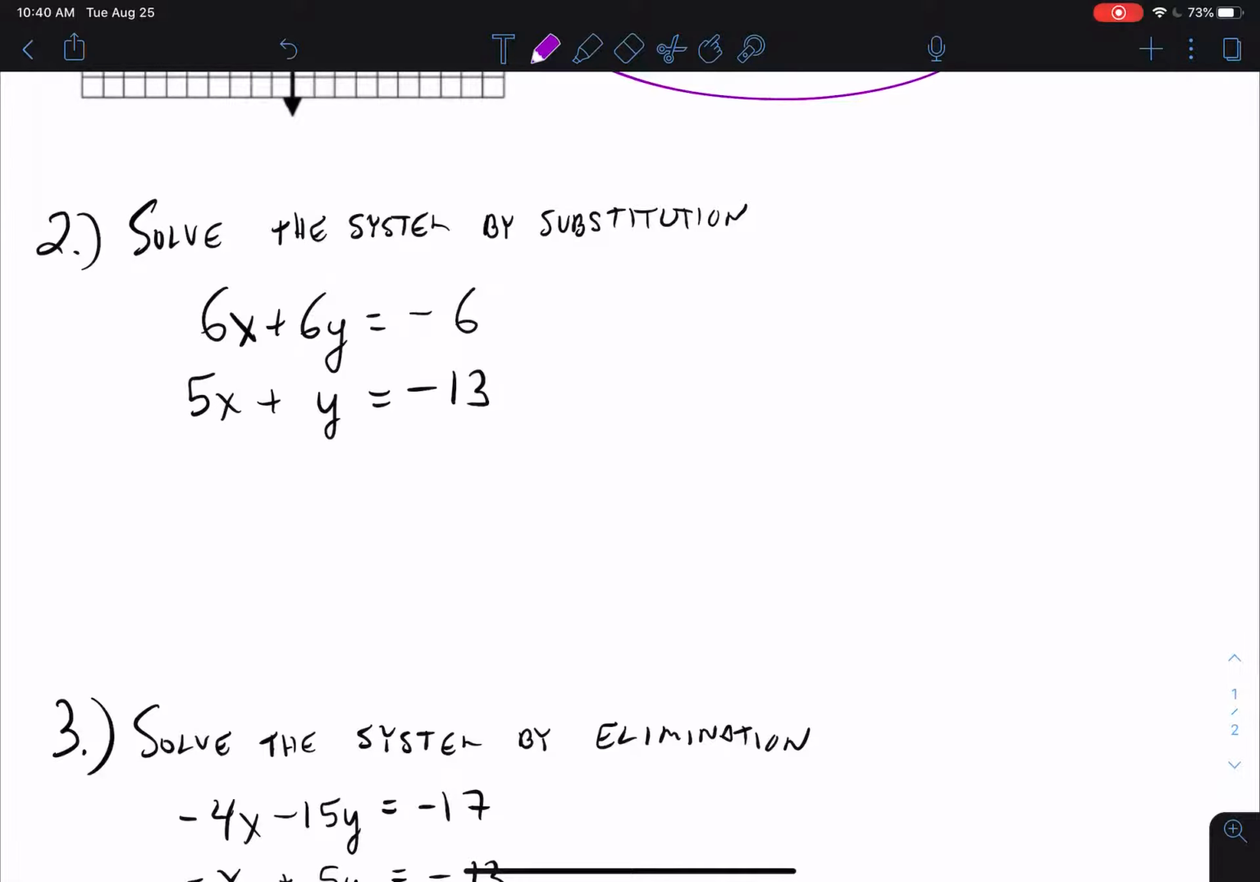So we got 6x plus 6y equals -6. That's going to take a lot of steps to get a y by itself, or an x. But in the second equation, 5x plus y equals -13, this y is so close to being by itself. So I'm going to rewrite that equation and solve for y. So I get y equals -5x minus 13.